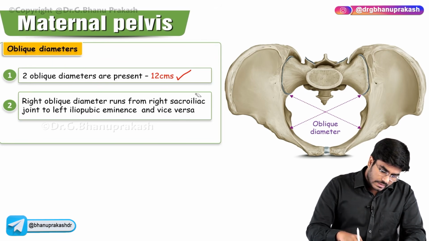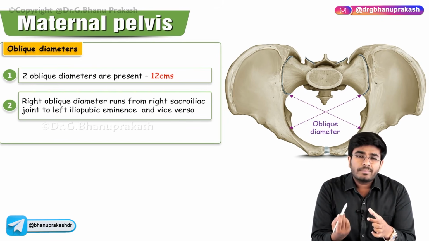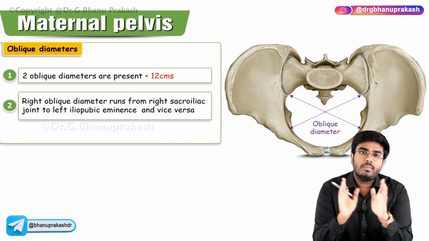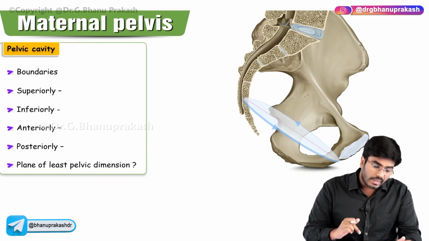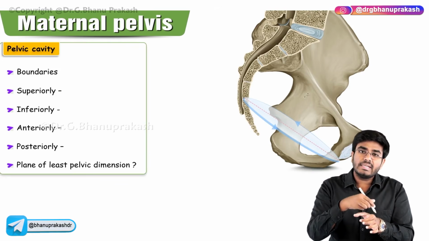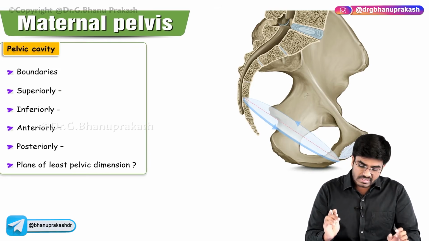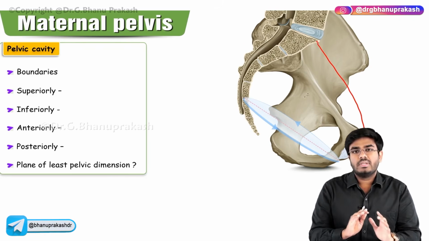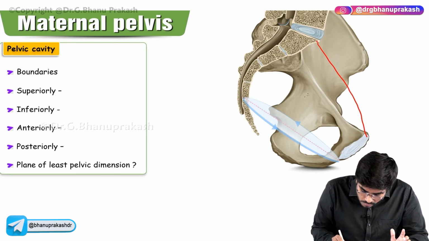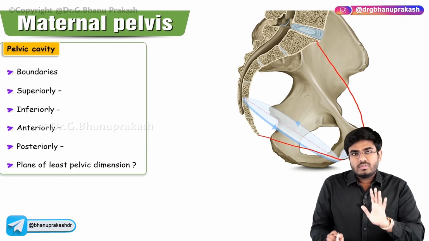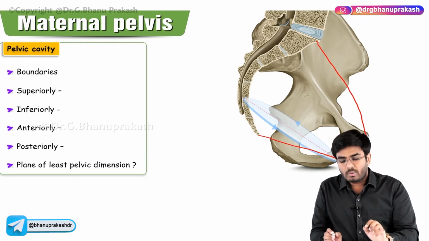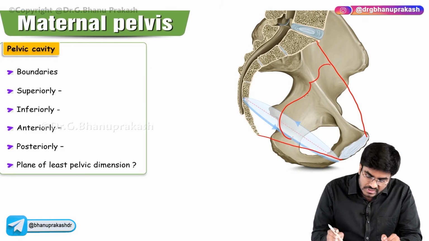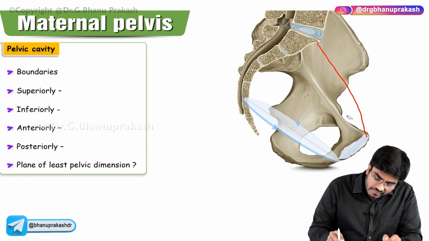Now we have seen all the diameters of the pelvic inlet, that is anteroposterior, transverse and oblique, completed. Now we have to discuss the pelvic cavity. Inlet or pelvic brim is completed. Now we have to discuss the cavity. Again I am repeating, this is the inlet. Inlet is completed. Now this is the outlet. Still we have some time to discuss the outlet. What we have to discuss? This in-between area is known as the pelvic cavity.